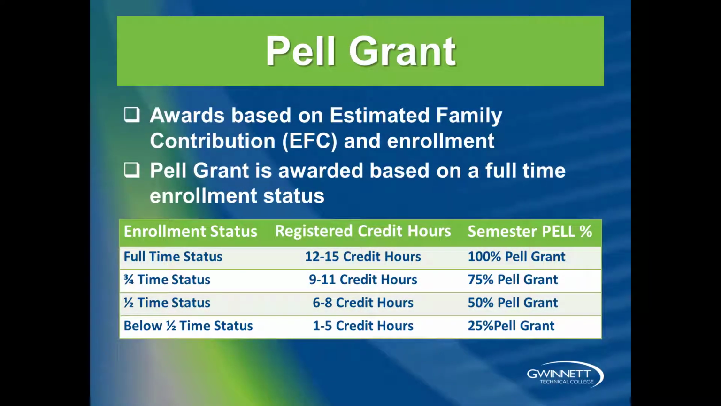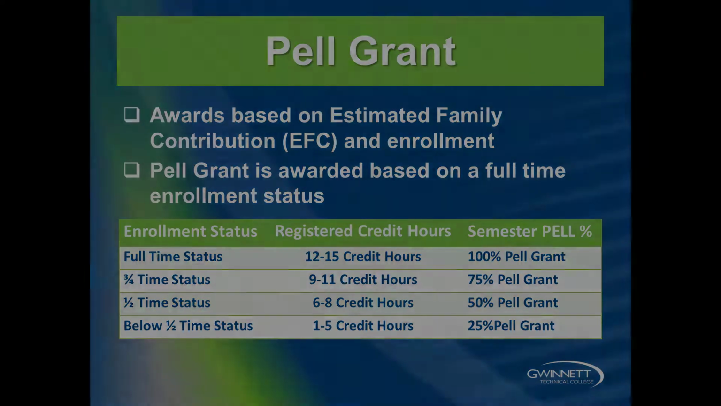The Pell Grant is awarded to students who demonstrate financial need. The eligibility for the Pell Grant is determined by the estimated family contribution and your enrollment status. If you are awarded the Pell Grant, it is paid based on your enrollment status. For example, if you are a full-time student, you would receive the full amount of Pell that you are eligible for. However, if you are enrolled at less than full-time, the amount of Pell Grant paid is prorated based on your enrollment status. Students with previous bachelor's degrees are not eligible for the Pell Grant.